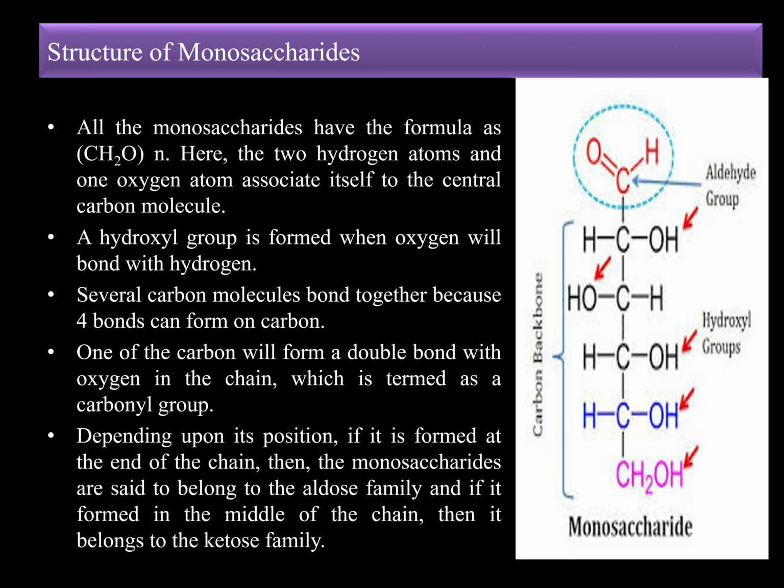Now let us study the structure of monosaccharides. The monosaccharides have the general formula Cn(H2O)n. In their structure, one carbon has a carbonyl group. If the carbonyl group is at the end of the carbon chain, the sugar is an aldose. If the carbonyl group is in the middle of the chain, the sugar is a ketose. Monosaccharides can join together to form bigger carbohydrates like disaccharides and polysaccharides.